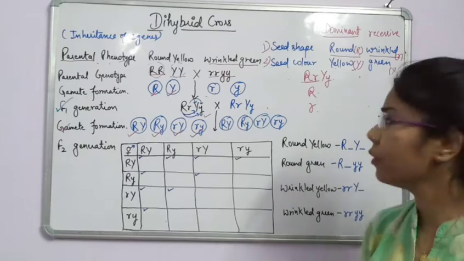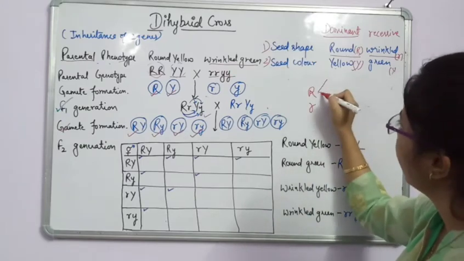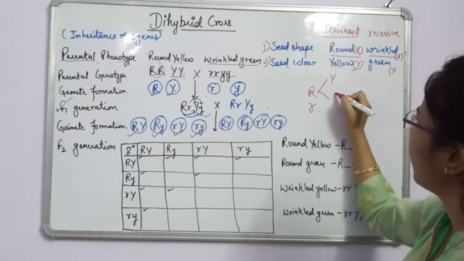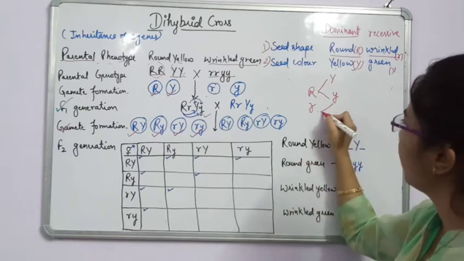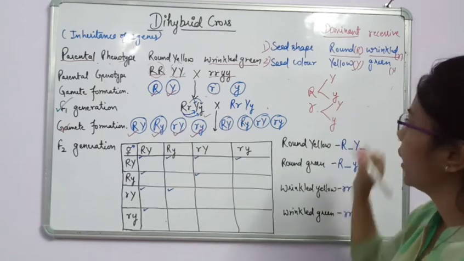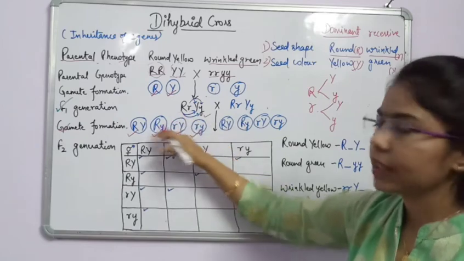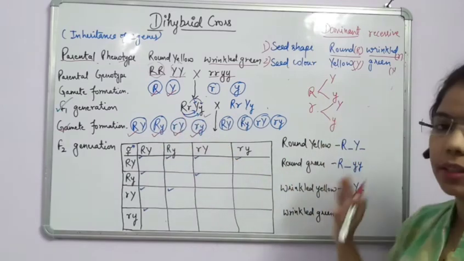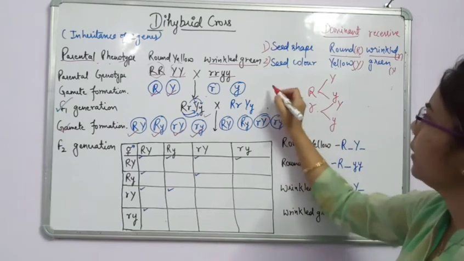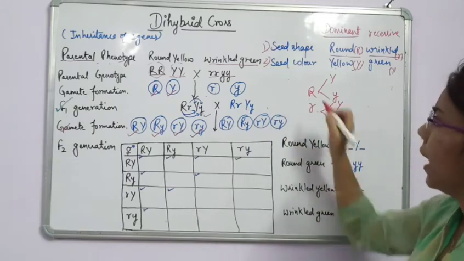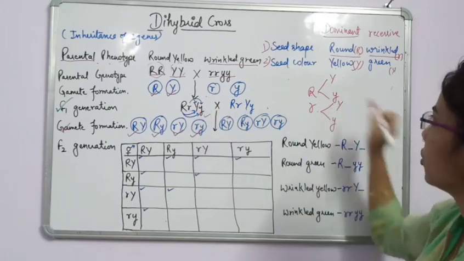So what is the use of this? I am rubbing it here. The leftover part, capital Y, small y, we will write like this. Again we are having capital Y and small y. If you are having any problem forming the gametes, you can go for this method. This method is a simpler one. So what we have done is taken capital R, small r, and the remaining capital Y, small y, we have distributed here.